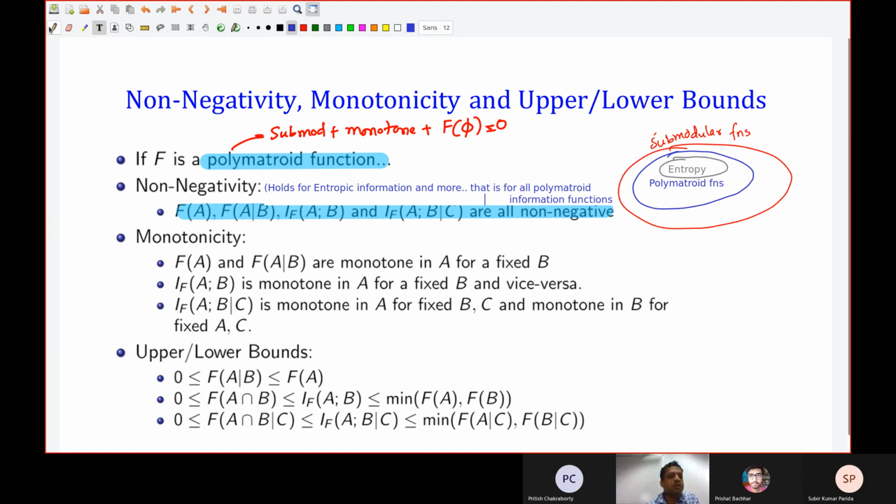Okay, and monotonicity. So some of these are monotone, some are not everything. So f of A, obviously, will be monotone if you're dealing with polymatroid functions. Some of this just holds monotonicity because you're dealing with polymatroid functions. So for example, f of A will hold to be monotone, but f of A given B will also be monotone because in some sense it's just conditioning on B. So think of it as a new distribution, right? A conditioned on B. It's monotone in A.